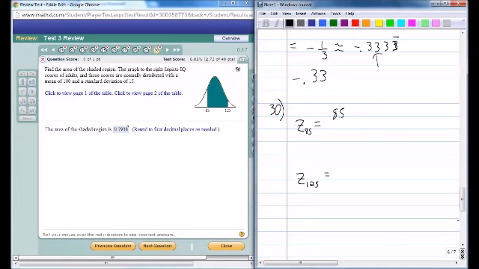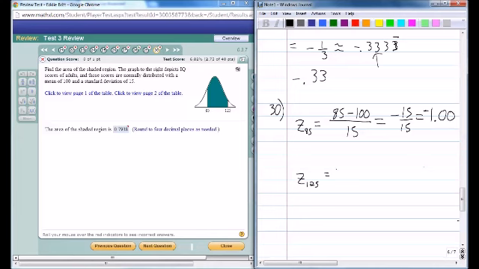So x is 85, mu is 100, and the standard deviation, the sigma, is 15. Alright, so I believe that's going to be negative 15 over 15. So I don't need a calculator for that one. That's just negative 1. Remember, you have to do 2 decimal places though, so it's negative 1.00.